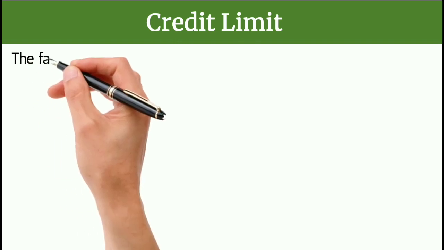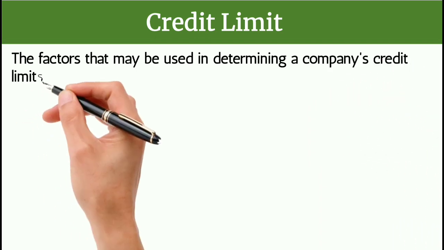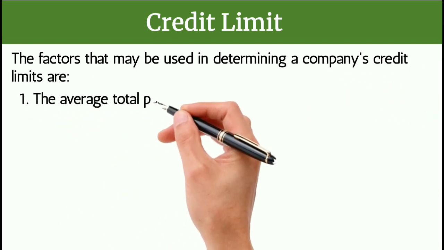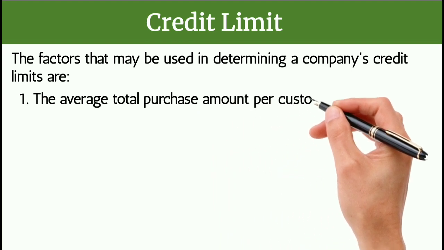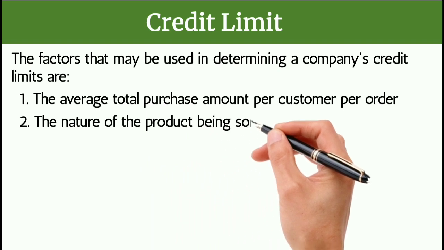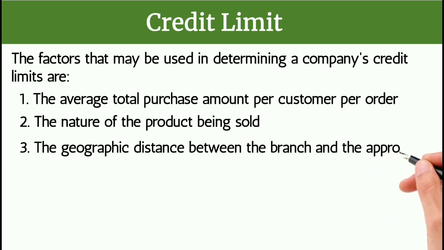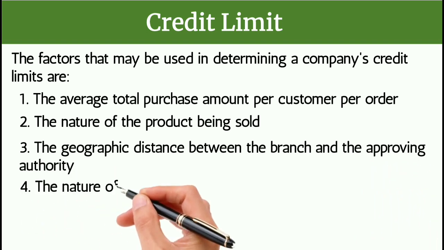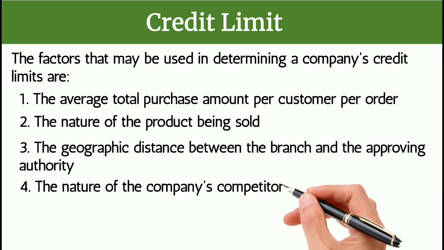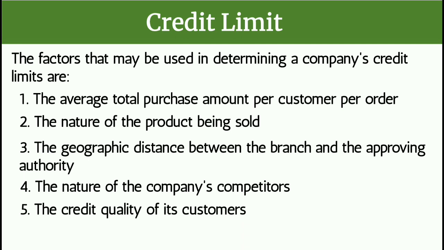In determining a company's credit limits, there are factors that may be used. The factors that may be used in determining a company's credit limits are, first, the average total purchase amount per customer per order. Second, the nature of the product being sold. Third, the geographic distance between the branch and the approving authority. Fourth, the nature of the company's competitors. And fifth, the credit quality of its customers.